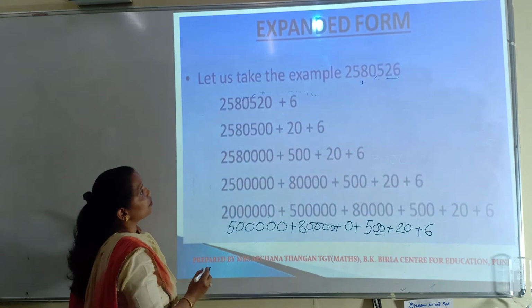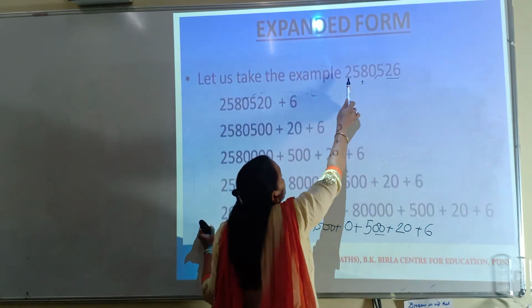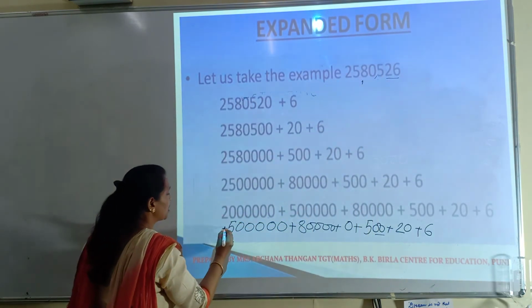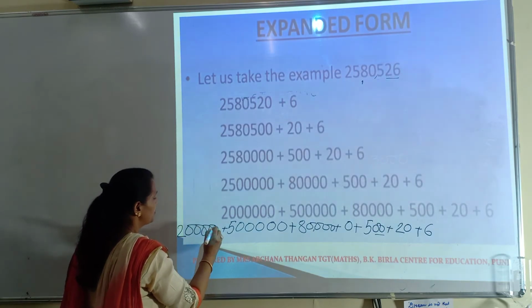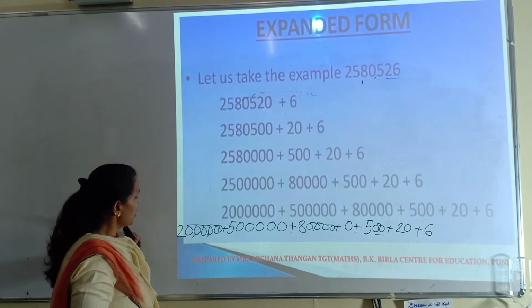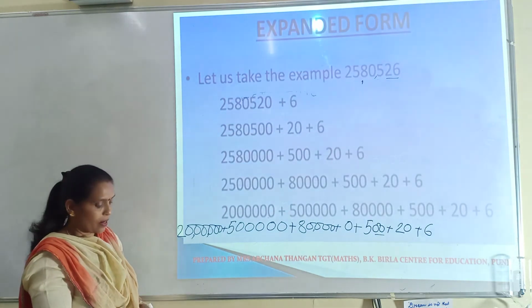And last I have a 2. To the right of the 2, how many digits are there? 1, 2, 3, 4, 5, 6. So I have to put 6 zeros on 2. So this is 20 lakh. This is the way you have to write the expanded form.